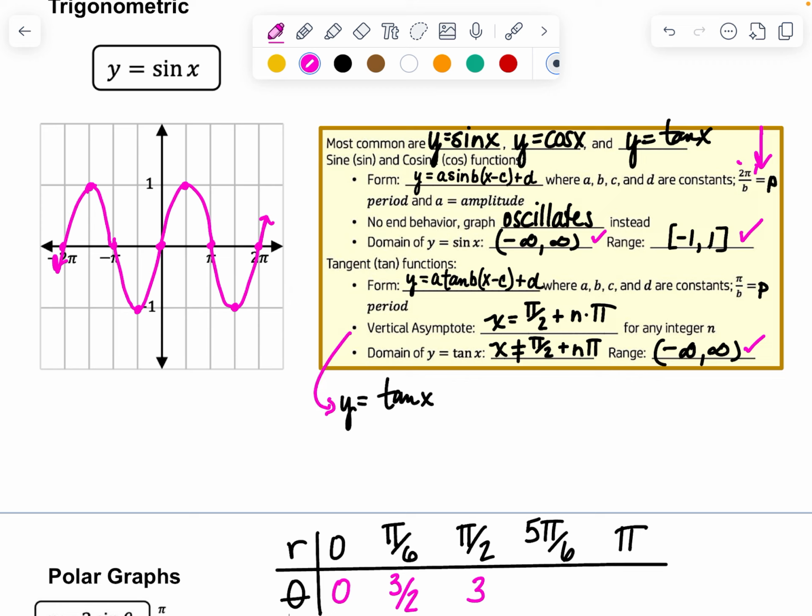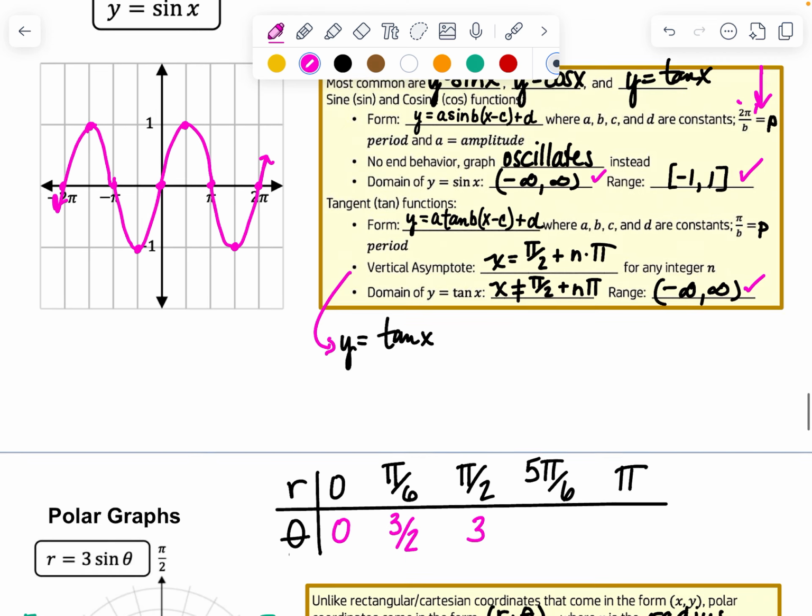When x is pi over 2 and negative pi over 2. So notice I just put a plus here, but if I add pi, I get to the next asymptote. So the domain is going to restrict all those values of x.